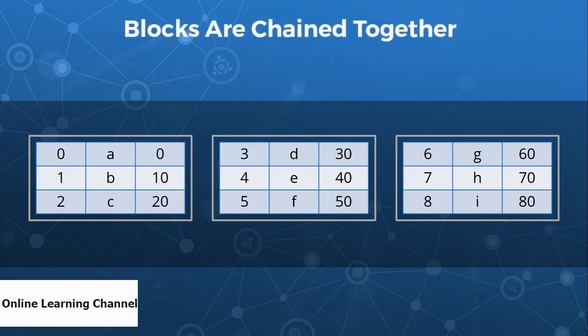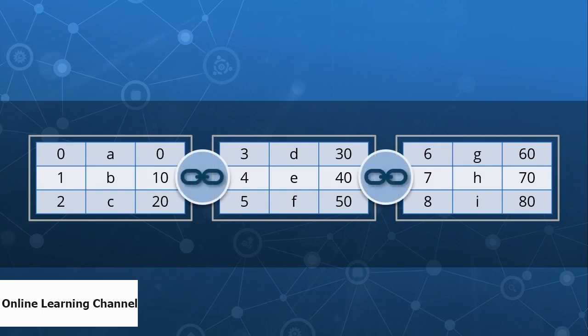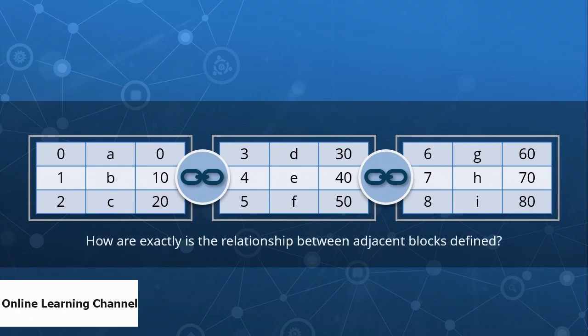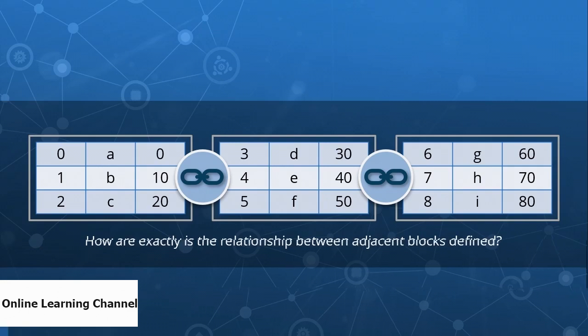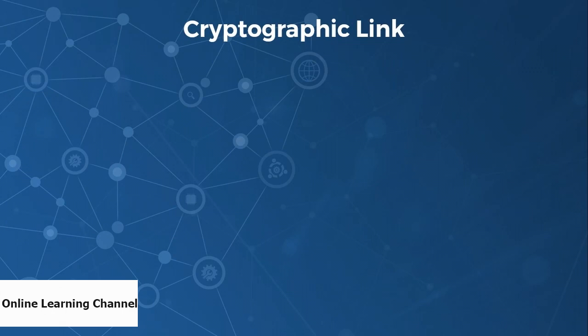In order to ensure a sequencing of the blocks, these are in fact chained together, and it is the mechanism of this chaining which ensures not only an ordering of the blocks, but also the immutability and verifiability of the records within them. So what exactly is this mechanism? How exactly is the relationship between adjacent blocks in a blockchain defined? Well, the answer to that is simple. There is a cryptographic link between adjacent blocks.